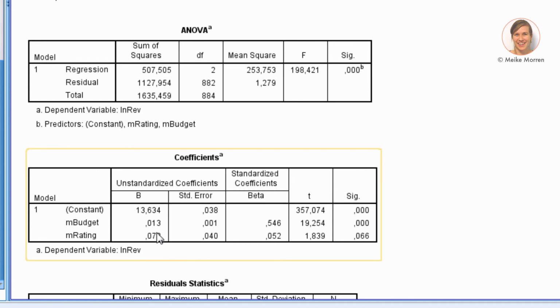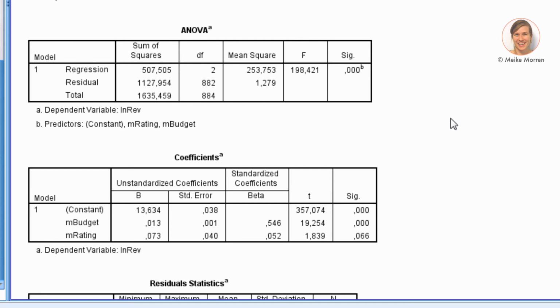And you cannot say based on these coefficients that rating has a stronger effect than budget, because a 1 point increase in rating simply means something more than a 1 point increase in budget, as budget runs from 2 to 250. So therefore we need to look at the standardized coefficients.